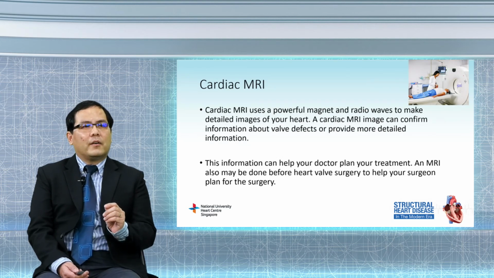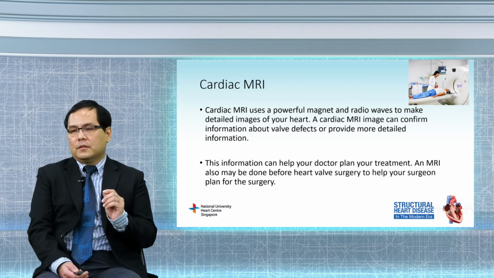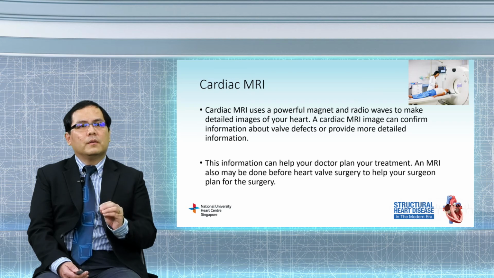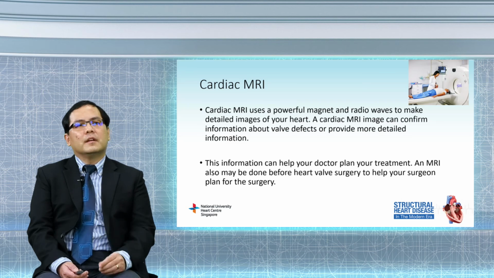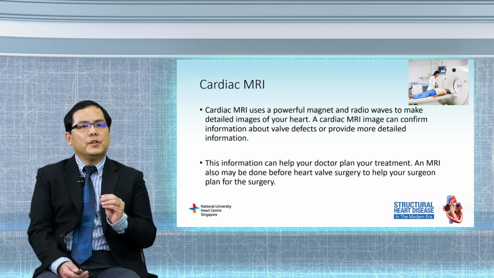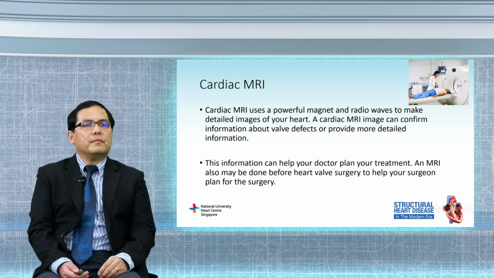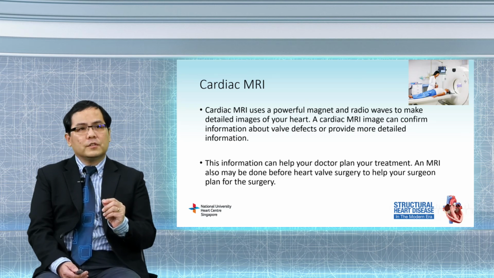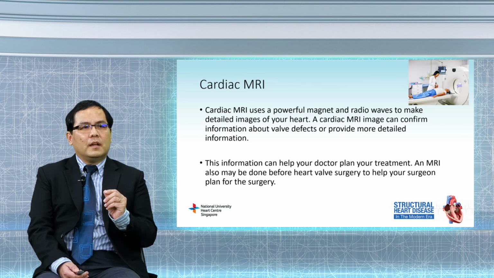So coming to the cardiac MRI, or cardiac magnetic resonance imaging. Cardiac MRI uses a powerful magnet and radio waves to make much more detailed images of your heart compared to echo. Cardiac MRI images can confirm the information about a heart defect and provide more detailed information regarding it. This information can help the doctors plan your treatment. An MRI may also be done before heart valve surgery to help the surgeon plan for the surgery.